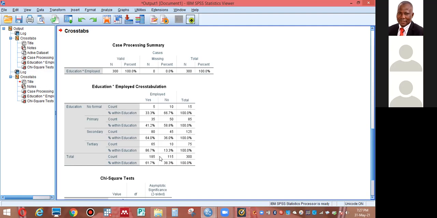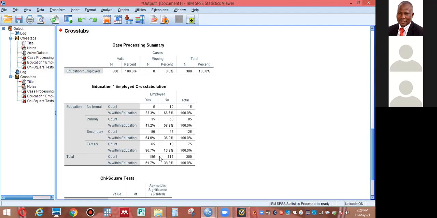And if it is the proportion of unemployed, you go to no: you see 66.7 for no formal, 58.8 for primary, 36 for secondary, 30.3 for tertiary. So whichever way you look at it, either the proportion that are employed or the proportion that are not employed, it varies. The proportion employed increases with level of education. The proportion not employed decreases with level of education. Whichever way, the trend you see is significant.